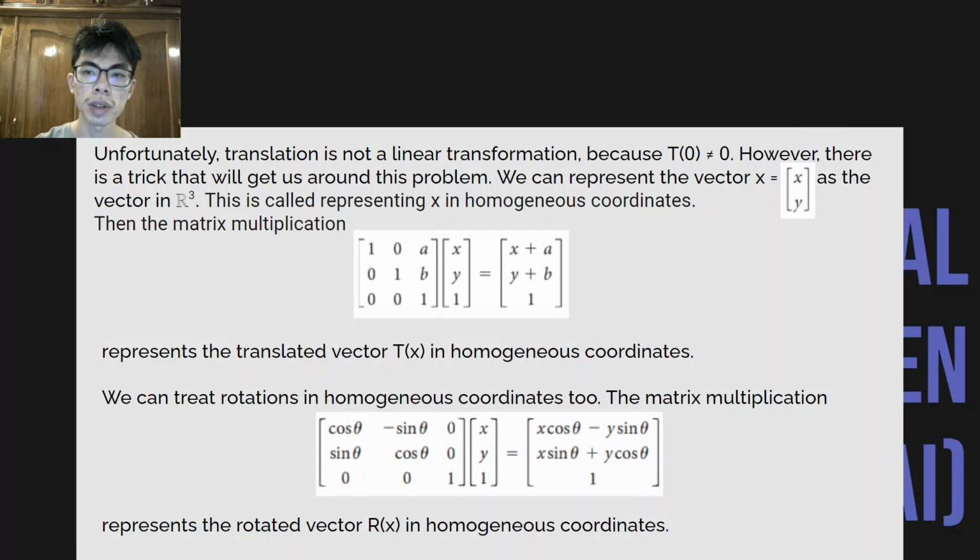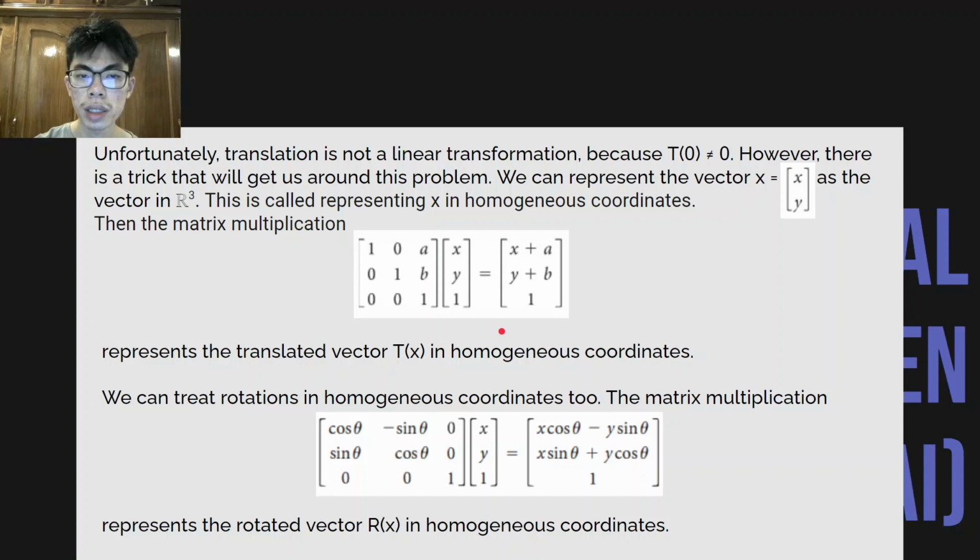Then in the matrix multiplication, we get 1 times x, 0 times y, a times 1, which gives x plus a; 0 times x, 1 times y, b times 1, which gives y plus b; and then 0 times x, 0 times y, 1 times 1, which is 1. Then the matrix represents the translated vector T of x in homogeneous coordinates.